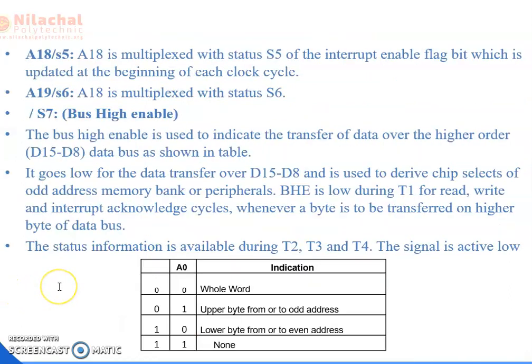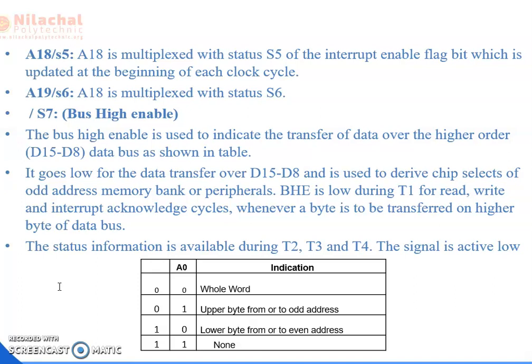Next, A17/S5. A17 is multiplexed with status S5, the interrupt enable flag, which is updated at the beginning of each clock cycle. Next, A19/S6. A19 is multiplexed with status S6.